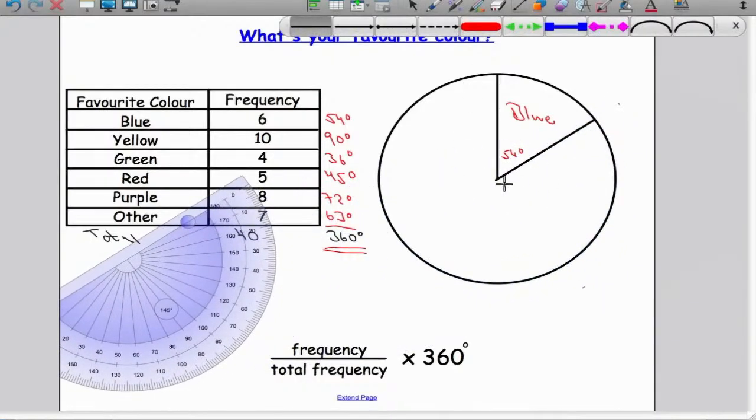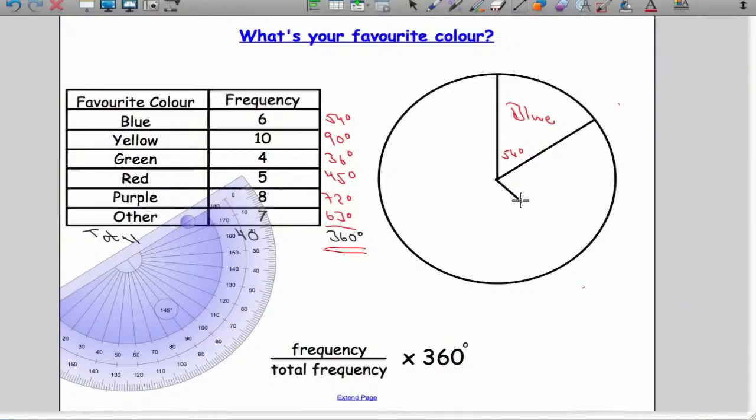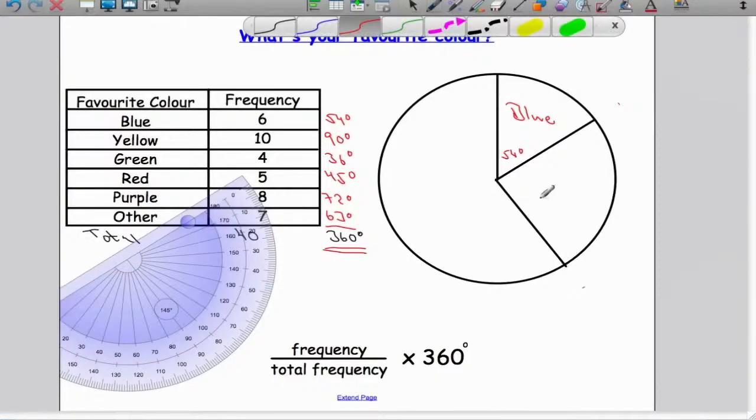Take out your ruler, and a straight line of 90 degrees would go to there. I'll just tidy that up. 90 degrees goes to there, so taking it back. And that is for yellow. So yellow is 90 degrees.